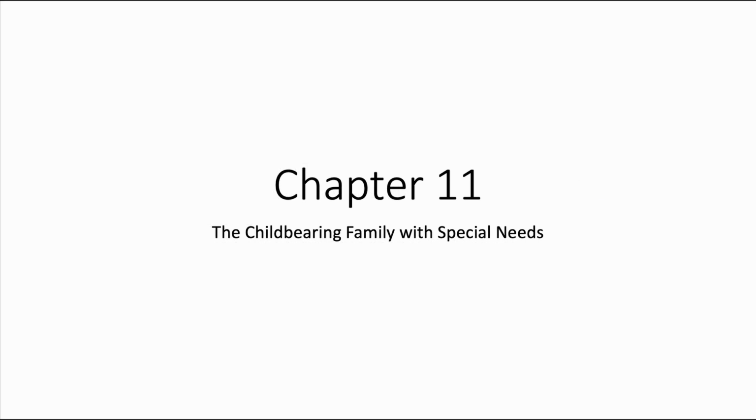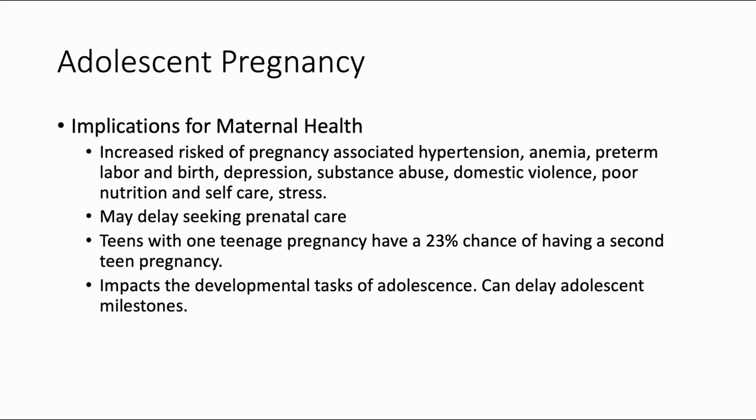11 is the childbearing family with special needs. So our adolescent pregnancies, some of our implications for maternal health in adolescent pregnancy: they're at much increased risk for all of our hypertensive conditions, so preeclampsia, eclampsia, preterm labor and birth, depression, substance abuse, domestic violence, poor nutrition, self-care, and stress. They may delay seeking prenatal care, especially if their parents or whoever don't know that they're pregnant. They may put off getting any kind of care.